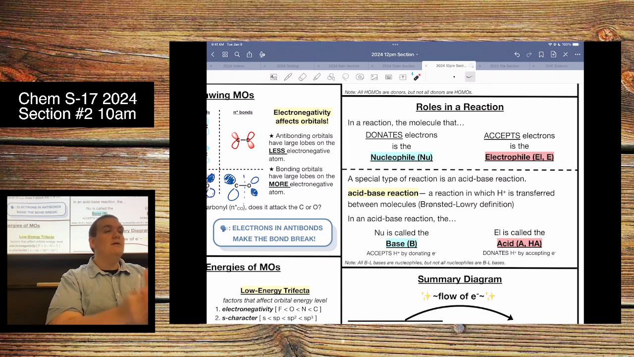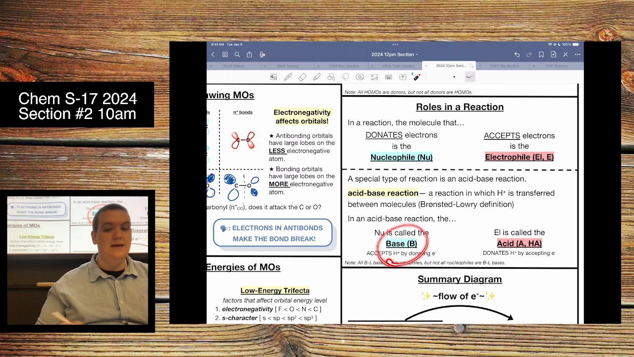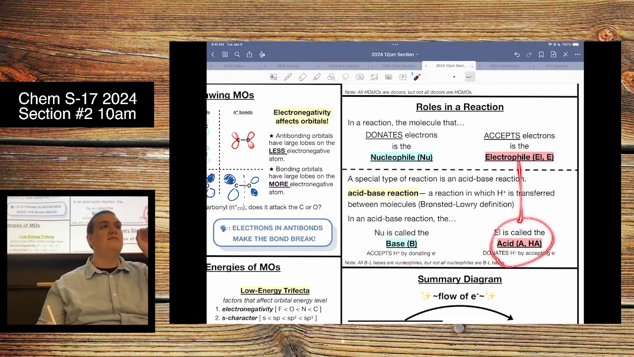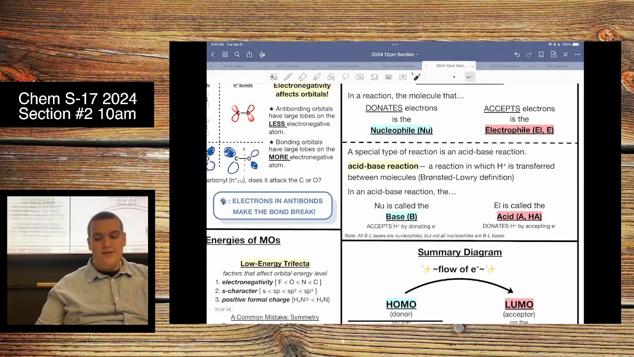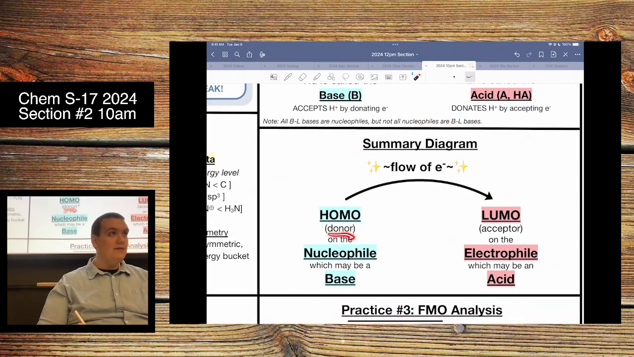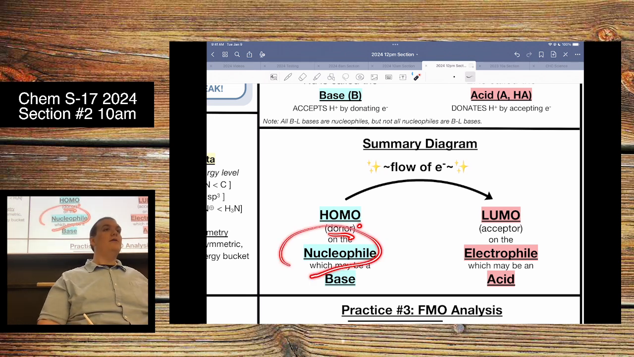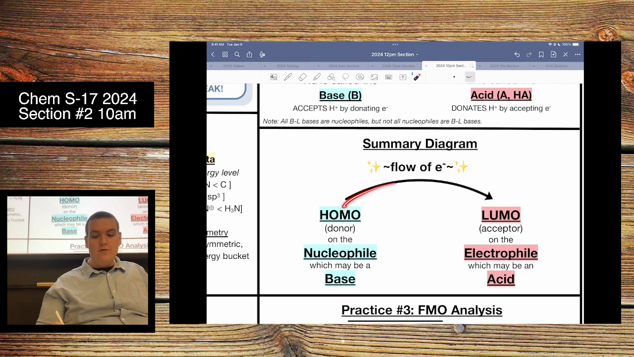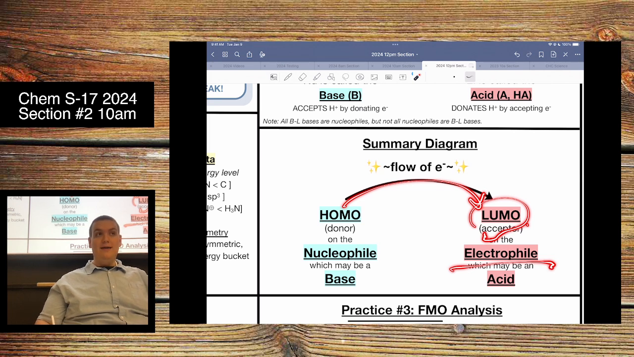So it's going to be better when you have an acid-base reaction to call it a base, even though it is a nucleophile. Similarly, an acid is a very specific type of electrophile, and it's the electrophile in an acid-base reaction. I have a pictorial summary of this: electrons flow from a donor, typically the HOMO, on the nucleophile molecule, and that whole molecule may be a base. They flow to an acceptor orbital, which is probably the LUMO, on the whole molecule, which is an electrophile, and that electrophile may be an acid.